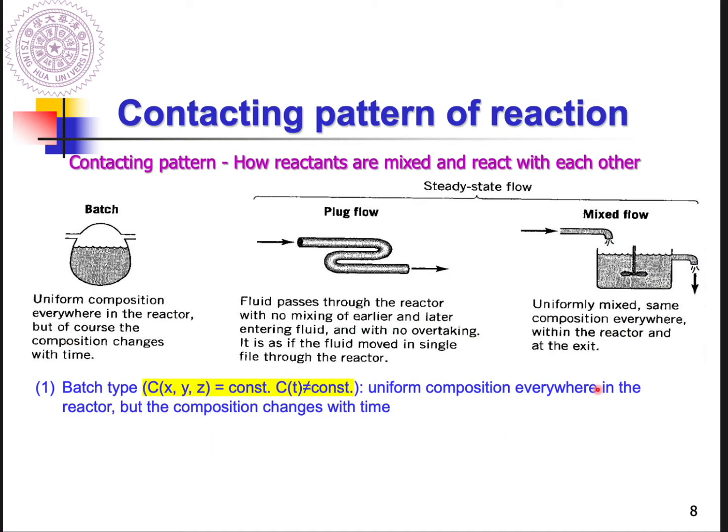So here we introduce you to three different types of contacting patterns of reactors. As we mentioned, contacting pattern is how reactants are mixed and react with each other. The first one we call a batch type. The batch type means you put the reactant into the beaker and you put the stirring bar at the bottom. So during the reaction, you can expect the concentration anywhere inside the beaker to be uniform.